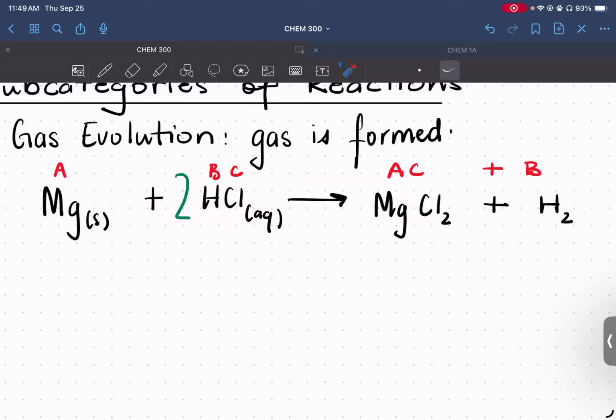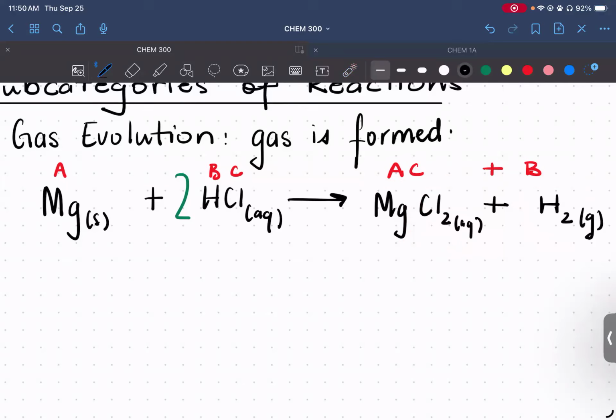Hopefully we all have our solubility rules in front of us or near us. Magnesium chloride, the compound contains a chloride. By default, it is soluble. Is magnesium an exception? No. So MgCl2 is aqueous. And then hydrogen, it is on us to recognize that as a diatomic element, it's a gas.